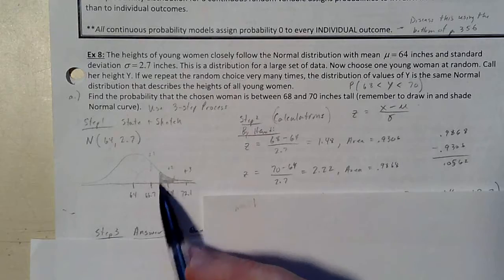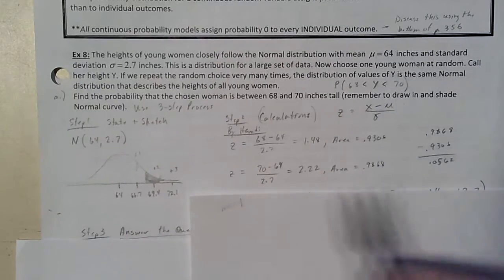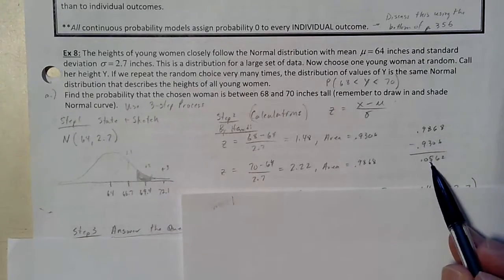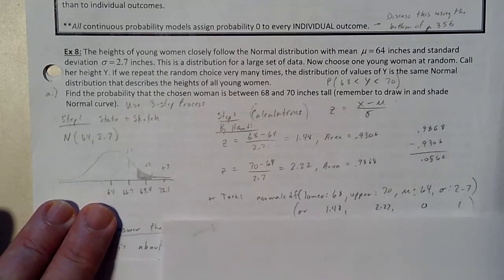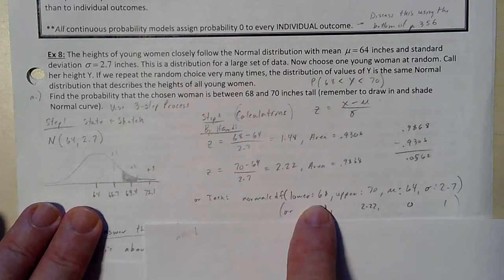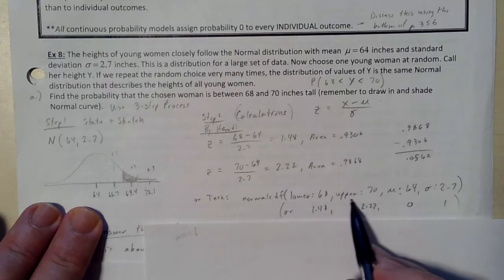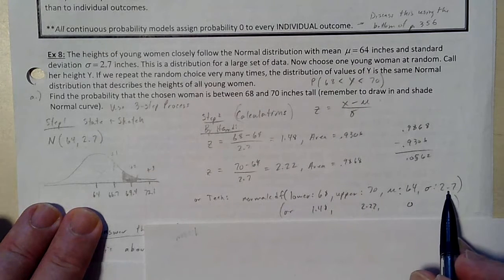And then this is 93%. So we subtract those to get the shaded area. It comes out to be 0.0562. Okay, or you could use the tech steps, normal CDF. You put the lower bound, upper bound. You got to write all this out and label it correctly.